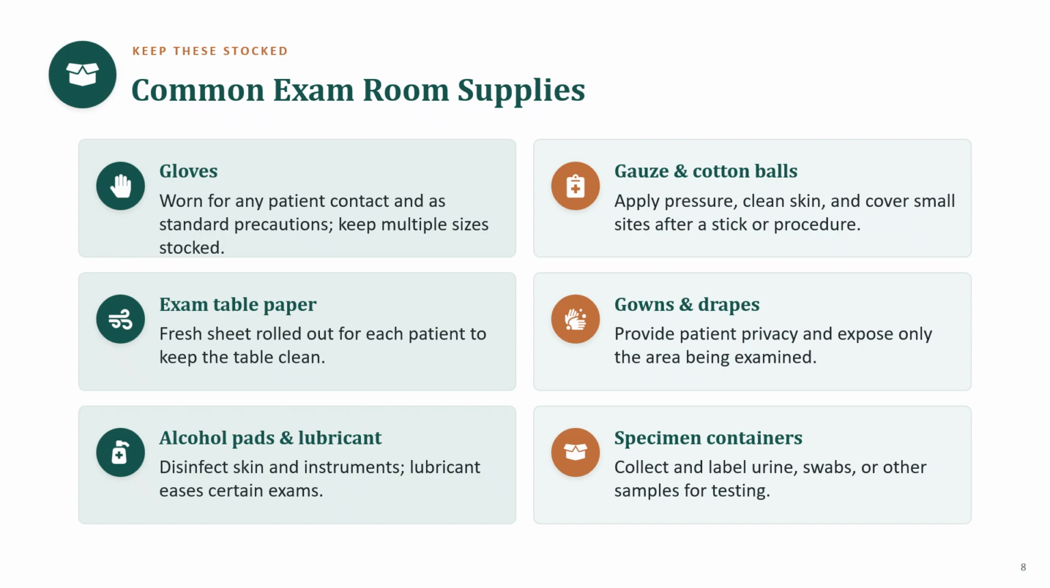draw or minor procedure. Exam table paper is the roll of paper you pull out fresh for every single patient, which keeps the table sanitary and is one of the first things you change when you turn over a room. Gowns and drapes protect the patient's privacy and let the provider expose only the area being examined. Alcohol pads disinfect the skin before a stick and wipe down the instruments, and lubricant makes certain exams more comfortable.